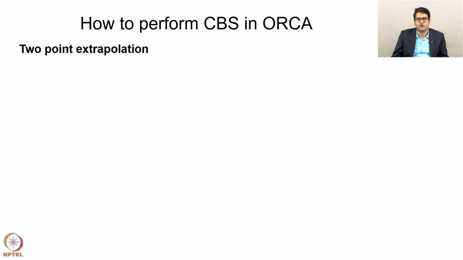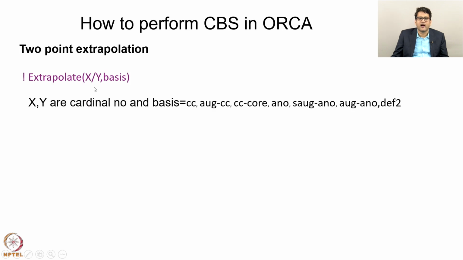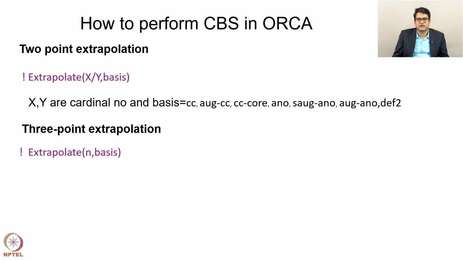In the case of ORCA, there are two formulas if you want a 2-point extrapolation. You have to use the keyword extrapolate. X and Y are the cardinal numbers, and the basis is what kind of basis you use: cc, aug-cc, cc-core, ANO, aug-ANO, def2, like this. So, here you give the numbers, or you can use the 3-point extrapolation formula, where n is the number of energy points used, and you give the basis set. If you give a 3-point formula, of course, it will start from double zeta, triple zeta and quadruple zeta. Similarly, if you give 2, it will start with double zeta, triple zeta. So, there are two alternative ways depending upon what you want to do. You can use either formula. More details are in the ORCA manual.